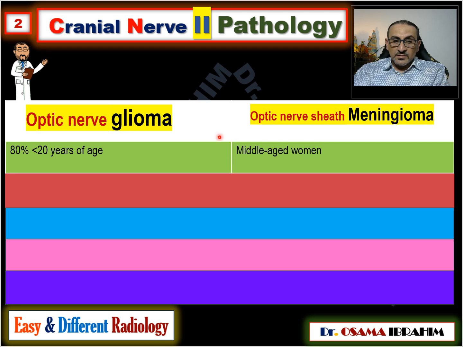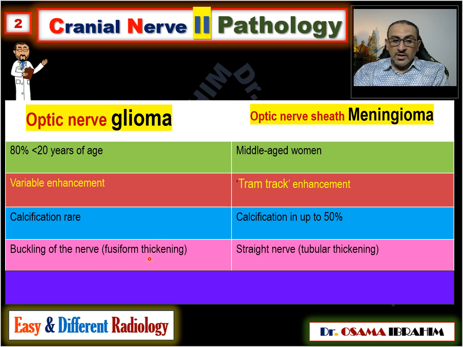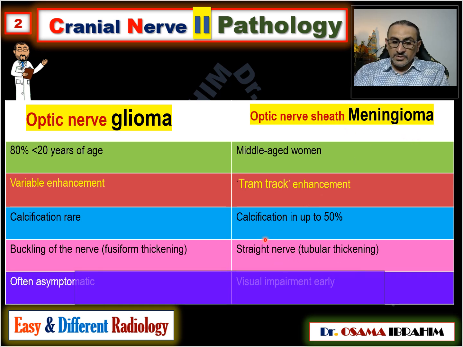And this is the last slide, differentiation between glioma and meningioma. Glioma occurs 80% in patients less than 20 years old. However, meningioma occurs in the middle-aged, particularly women. Glioma has variable, patchy enhancement. However, meningioma has tram track enhancement. Calcifications are more common with meningioma, and buckling of the nerve itself occurs with glioma. However, the nerve is straight and tubular in optic nerve meningioma.